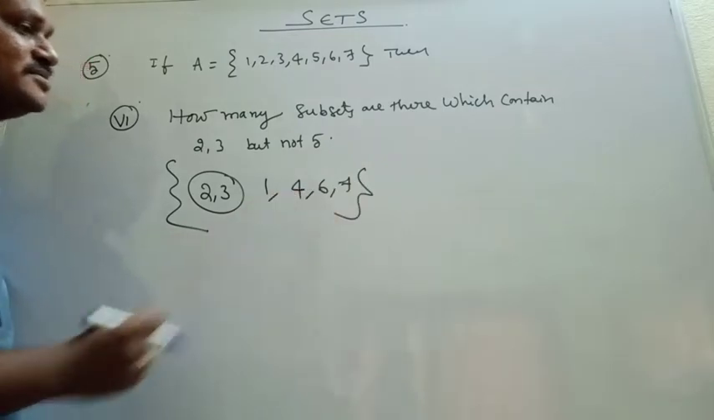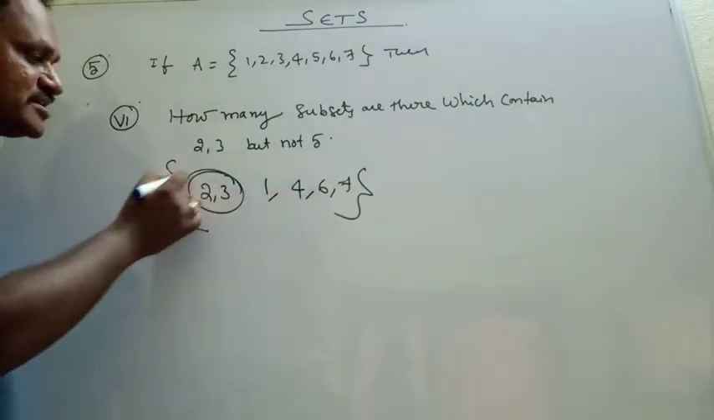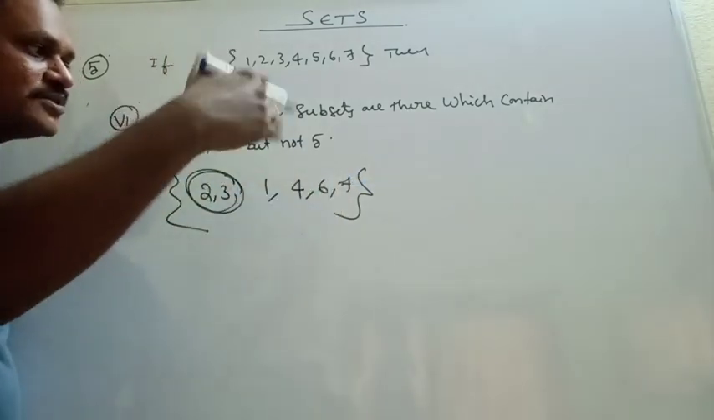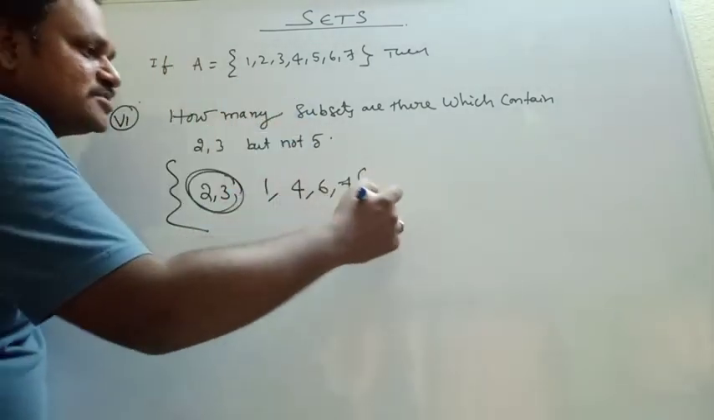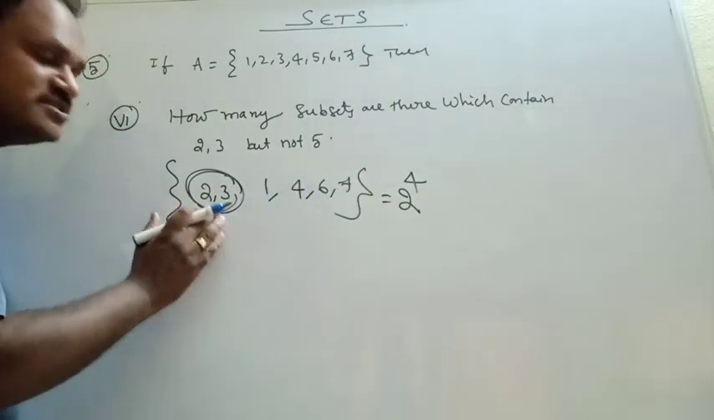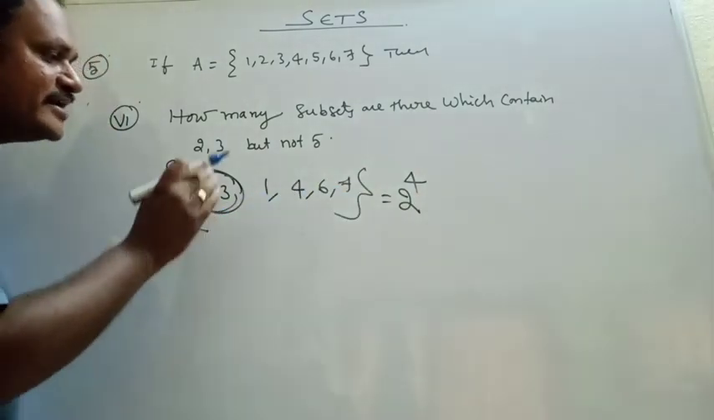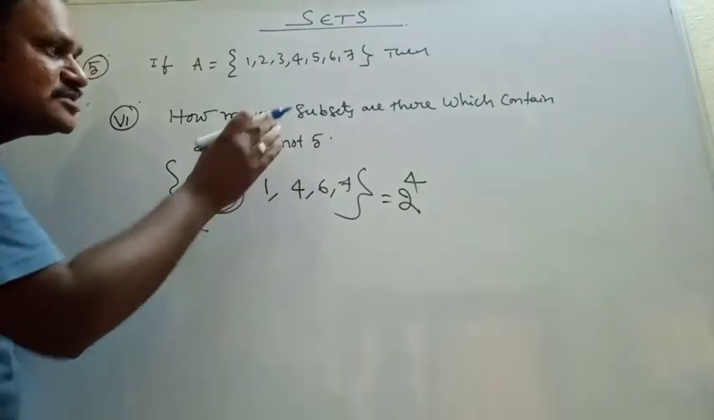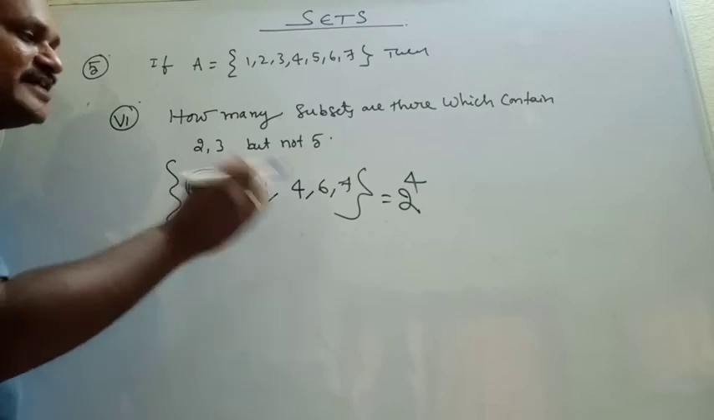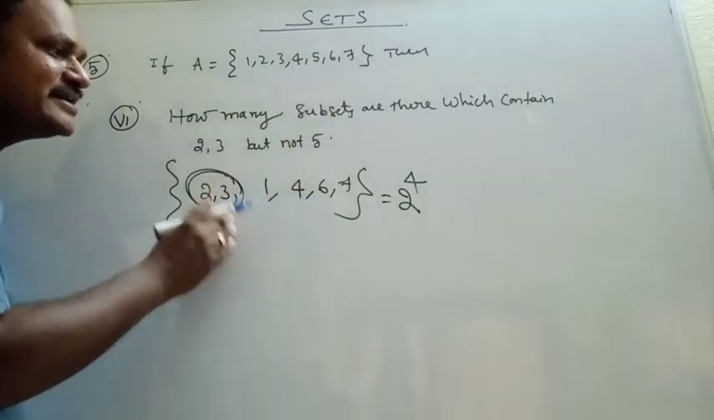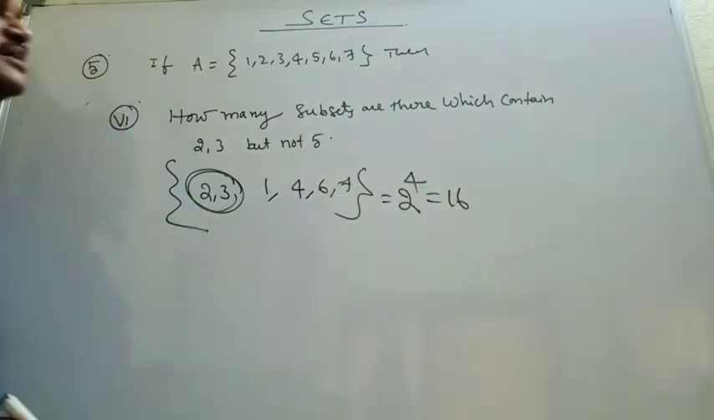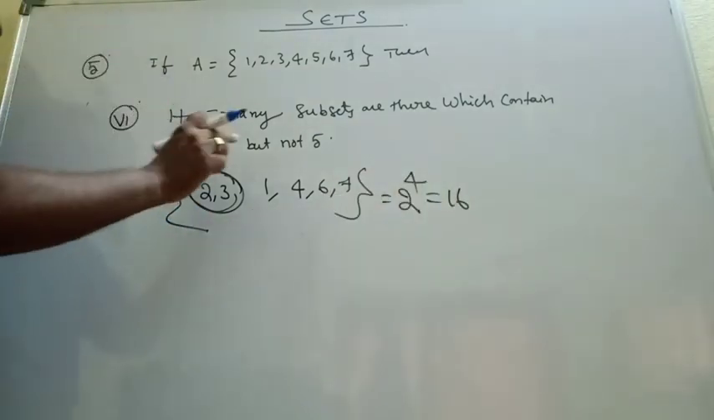That's all. See the number. Now this is fixed. With these elements you form all the different possible subsets. Those are nothing but 2 power 4. For that you just attach 2, 3. Then all those subsets will contain 2, 3, but they will not contain 5. Then the statement is answered and the answer is 2 power 4. That means there are 16 possible subsets which contain 2, 3 but not 5.